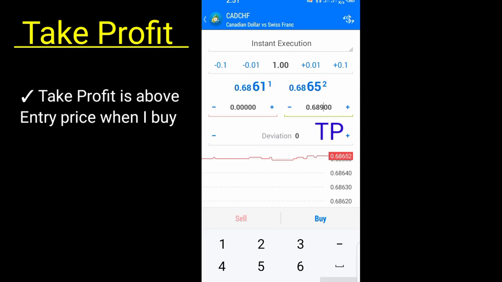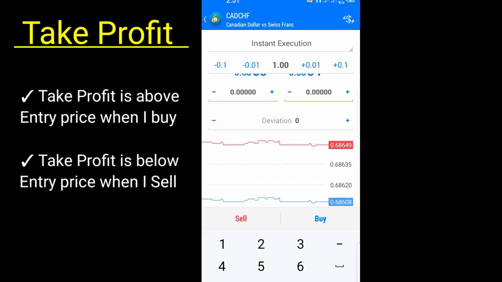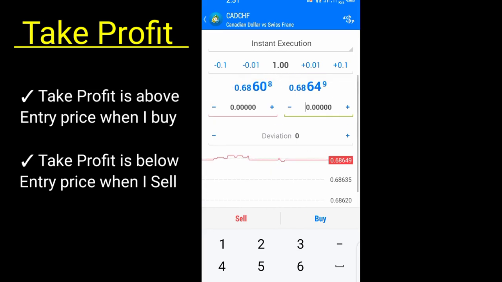So this tells me where I want to exit the market. Once you select any one of them, you can always click your buy or your sell. If you don't want to set your take profit or your stop loss before buying or selling, you can just click buy or sell. But that is always very dangerous because you can lose a lot of money.